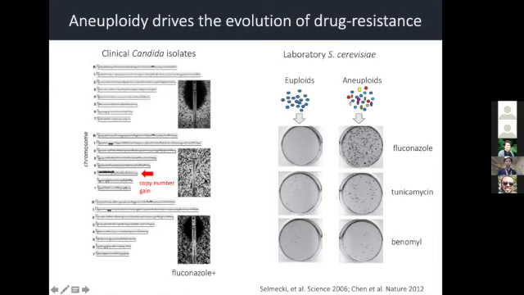And when they take this strain back to the lab environment and grow it in the optimal condition, this chromosome can be lost and the strain then becomes sensitive again. This provides the first direct evidence that aneuploidy can drive drug resistance.